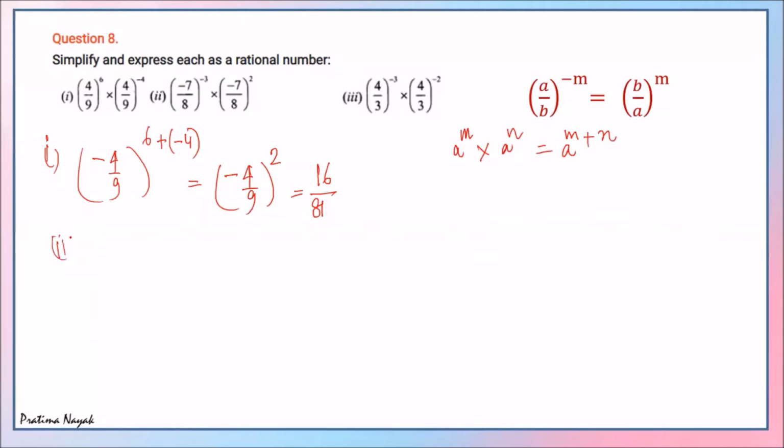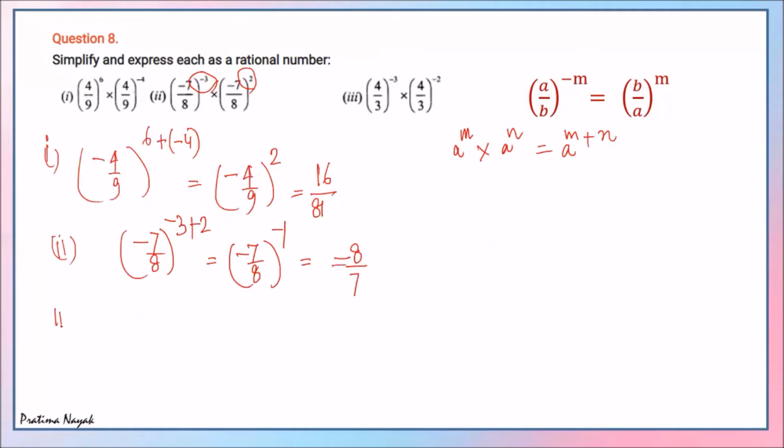Is it not easy? Now here the common base is minus 7 by 8, and here it is minus 3 plus 2. I'll add minus 3 and plus 2. So how much will it be? It will be minus 1. And we don't keep the answer with negative power, so we will change it. How? We will take minus 8 by 7, its reciprocal. Negative will be in the numerator only.